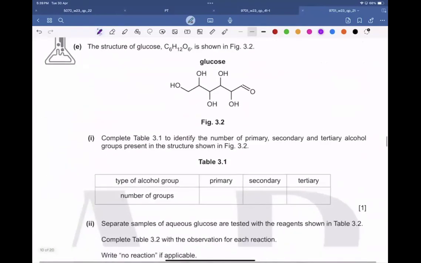Okay. Now in part E, the structure of glucose is shown in figure 3.2. Table 3.1: identify the number of primary, secondary, and tertiary alcohol groups present in the structure shown in figure 3.2. Okay, we have to complete table 3.1. So if you look at this one, it's a primary.